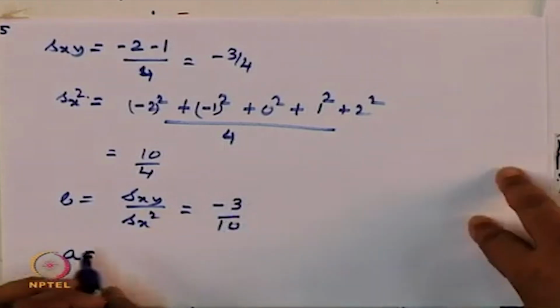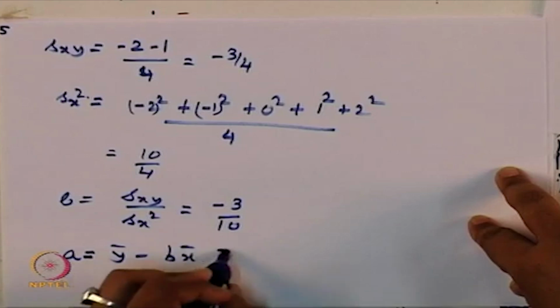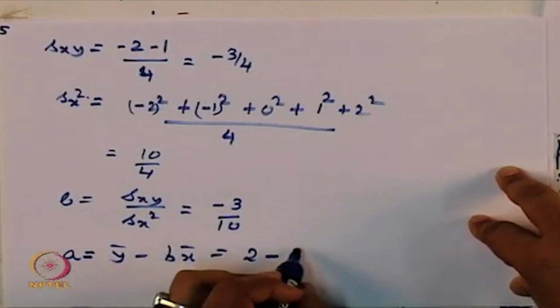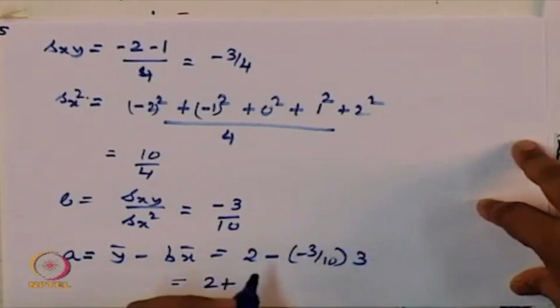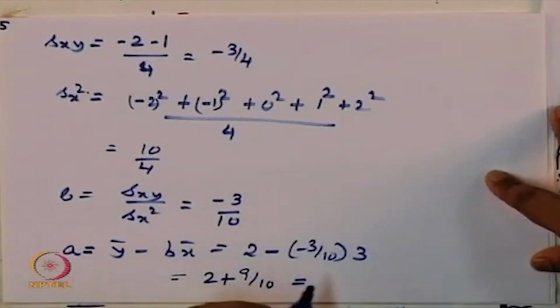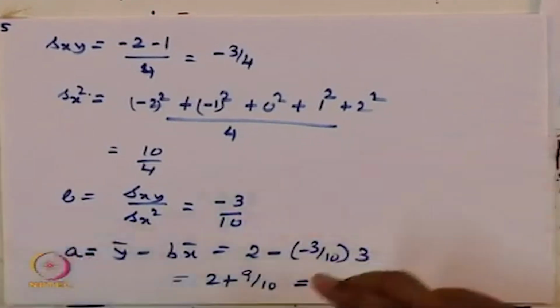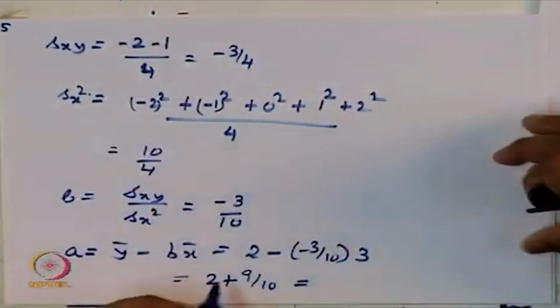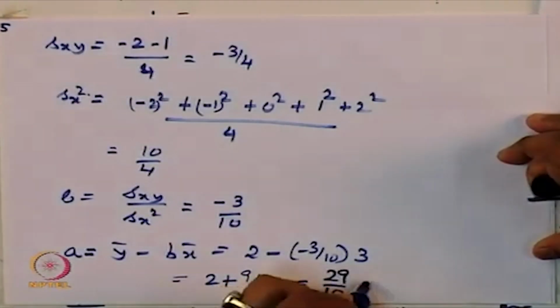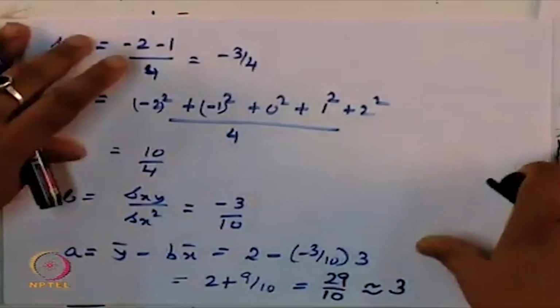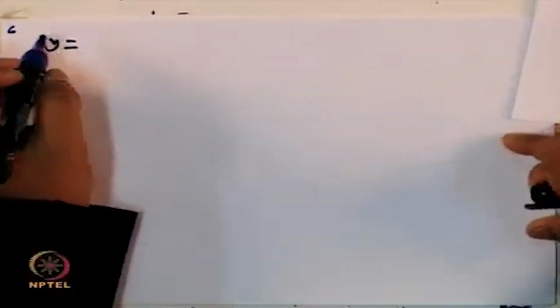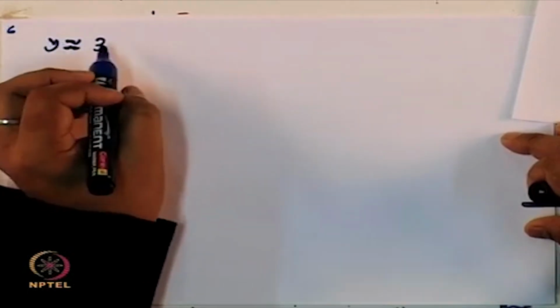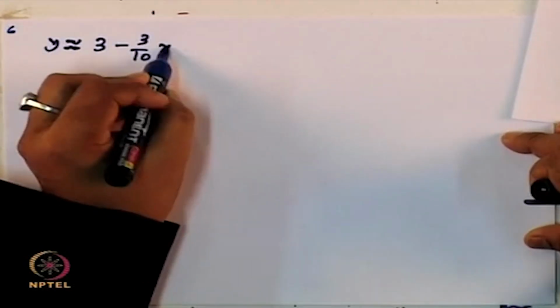And a comes out to be y bar minus b times x bar, which is 2 minus of minus 3 by 10 into x bar, which is 3. That is 2 plus 9 by 10, which turns out to be 29 by 10, approximately equal to 3. So, my equation is y is equal to approximately 3 minus 3 by 10 into x.